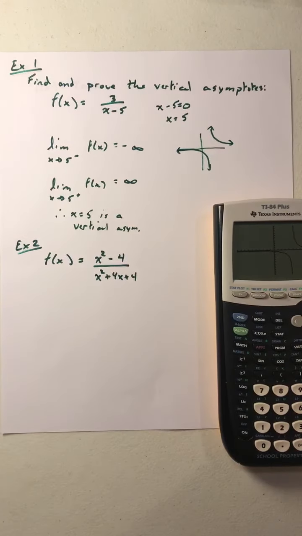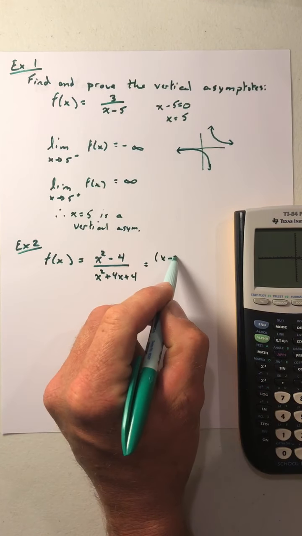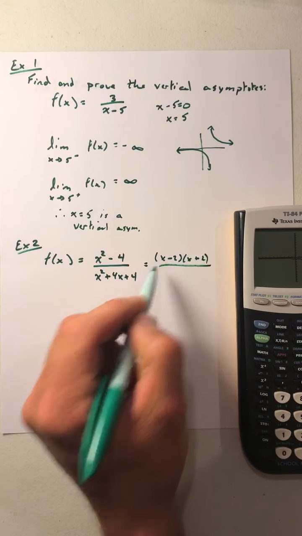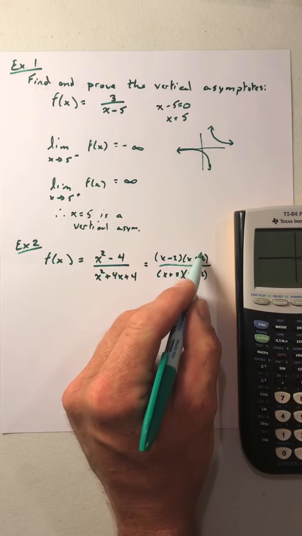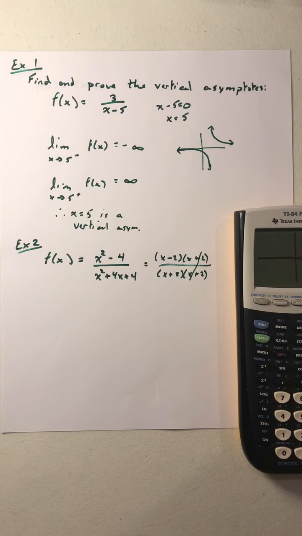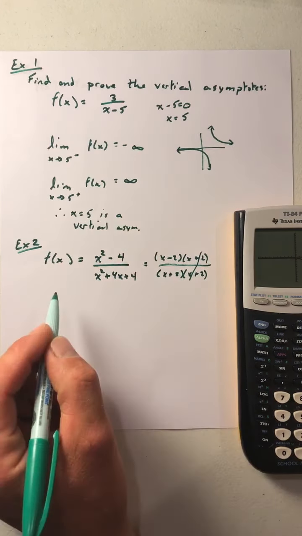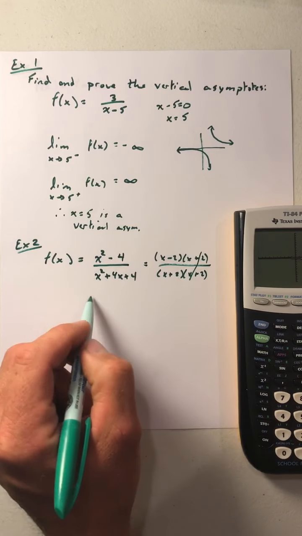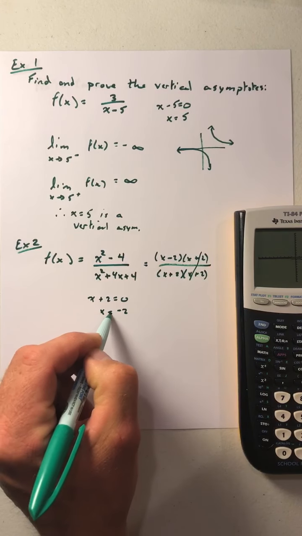In example 2, we have x squared minus 4 over x squared plus 4x plus 4. Here I'm going to factor my numerator and my denominator so I can remove any holes that I might have. So we're going to eliminate my x plus 2. That removes my removable discontinuity, or my hole. Now I'm looking at x minus 2 over x plus 2. I'm going to set my denominator equal to 0, so I get x equals negative 2.